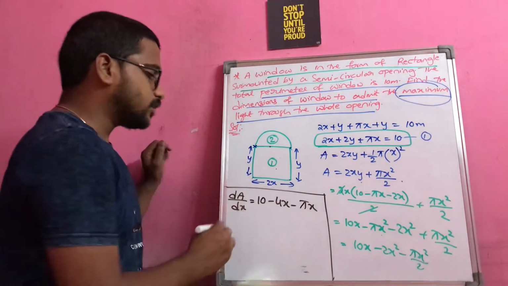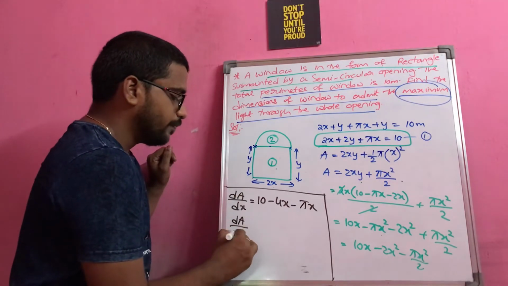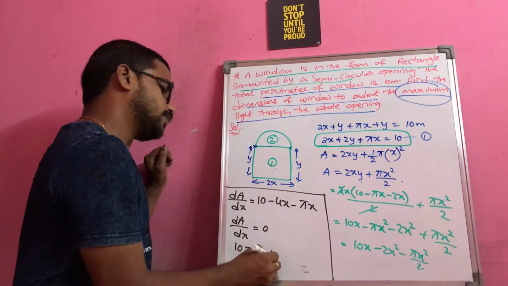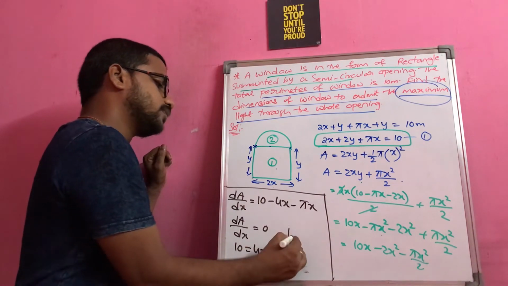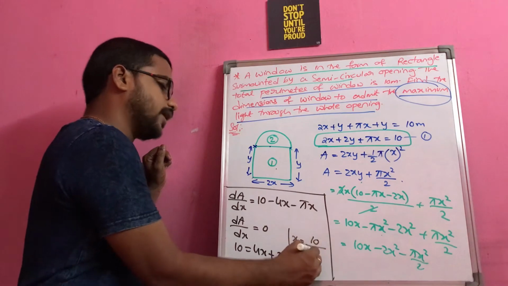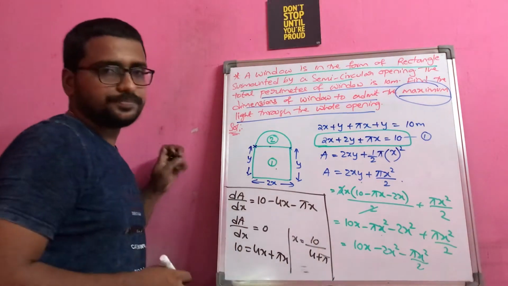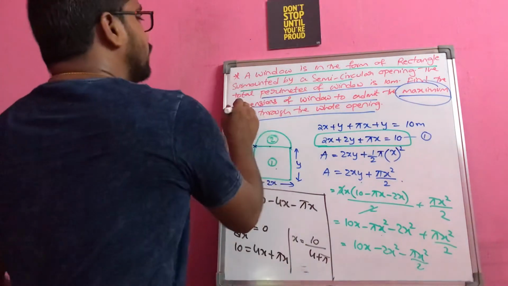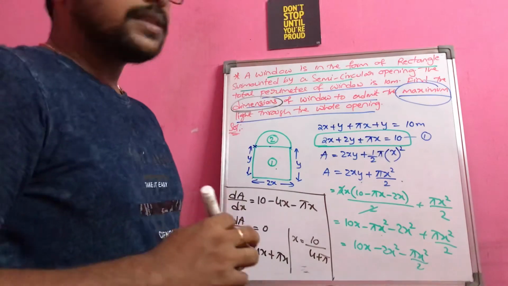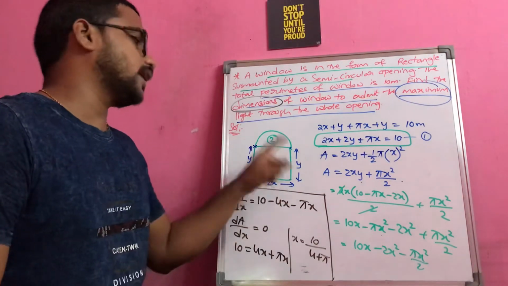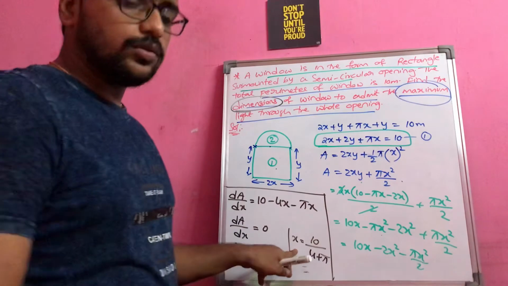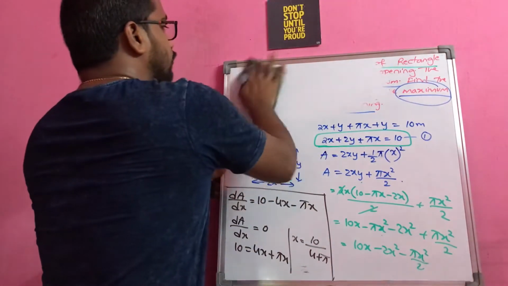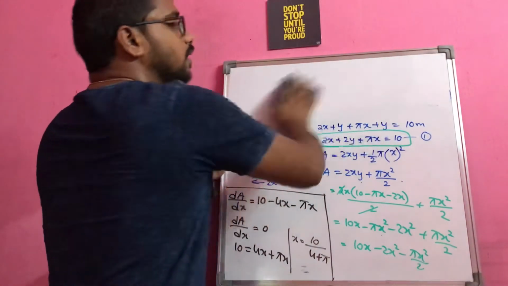So if I equate dA by dx to 0, then what will happen? 10 is equal to 4x plus pi x. So from this I will be getting x is equal to 10 by 4 plus pi. Right? So you observe in the question what they are asking: find the dimensions of the window. So dimensions are completely dependent on the 2x and y values. You got the x value and then you have to find the y and 2x values. That will give you the information about what the dimensions of the window are.